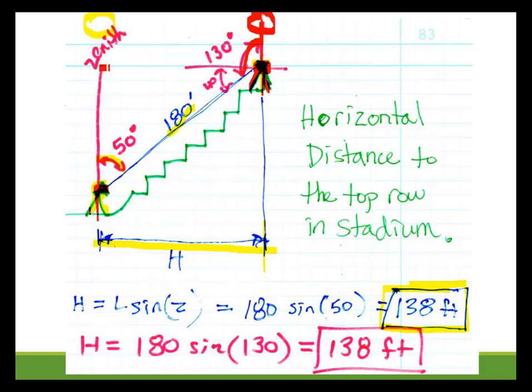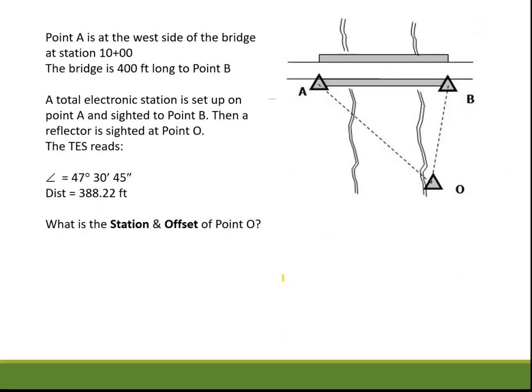Now, of course, by the triangles involved, we could even prove the vertical angle is going to be negative 40 degrees, or a 40-degree angle of depression. So I set up the equation that the horizontal distance is equal to L times the sine of the zenith angle. So 180 times the sine of 130 gives me a horizontal distance of 138. Exactly the same solution. Next, let's look at a distance problem.